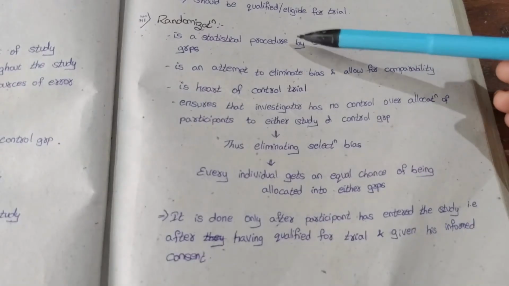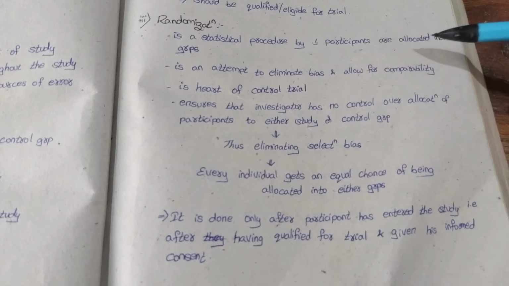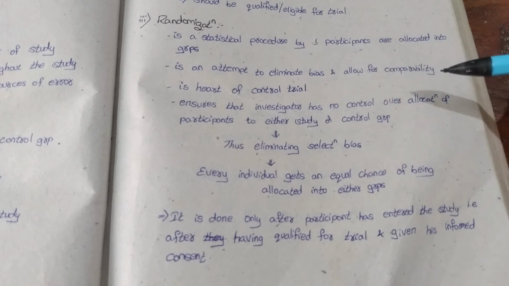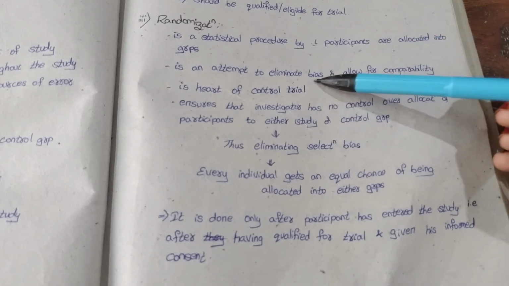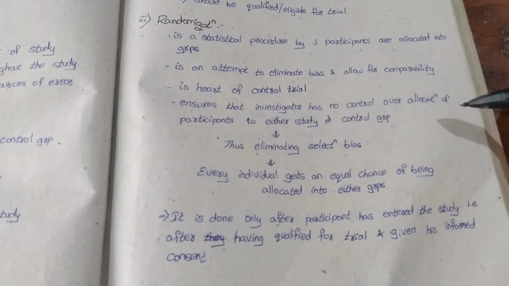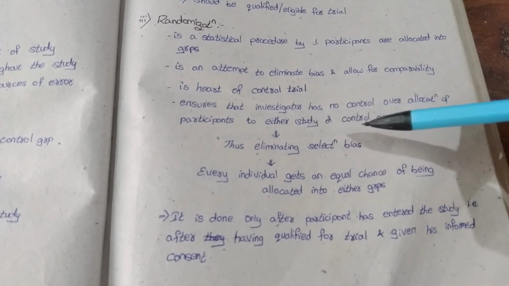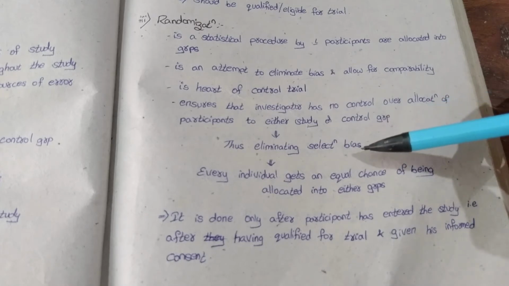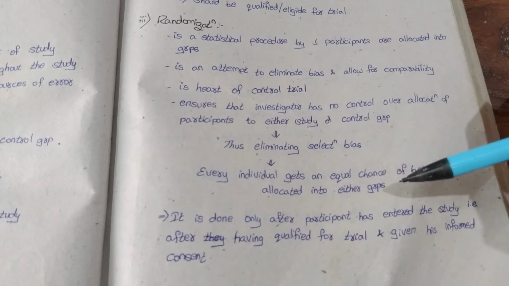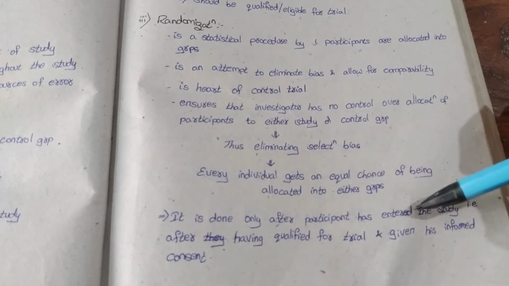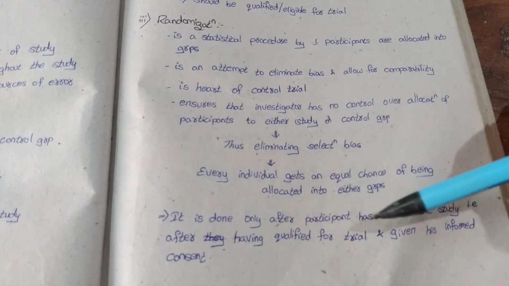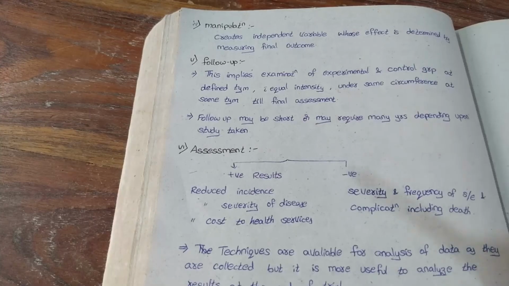Next, randomization. It is the statistical procedure by which participants are allocated into groups. It is an attempt to eliminate bias or allow for comparability. It is the heart of the clinical trials. It ensures that the investigator has no control over allocation of the participants into either study or control groups, thus eliminating the selection bias. Every individual gets an equal chance of being allocated into either group. It is done only after the participants have entered the study, that is, only after having qualified for the trial and given consent.